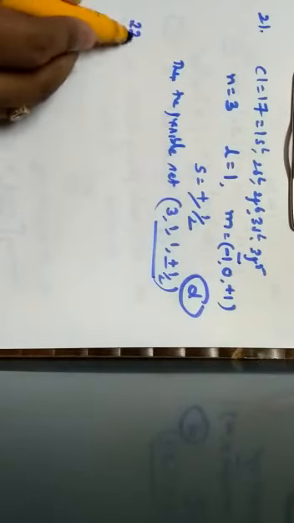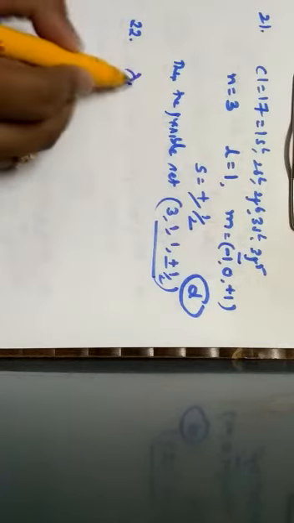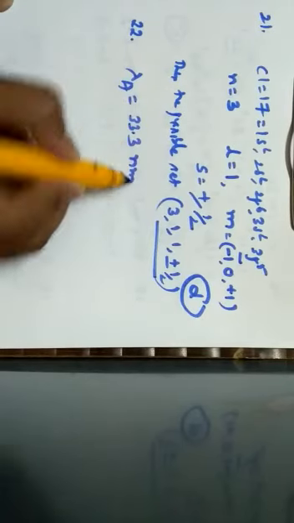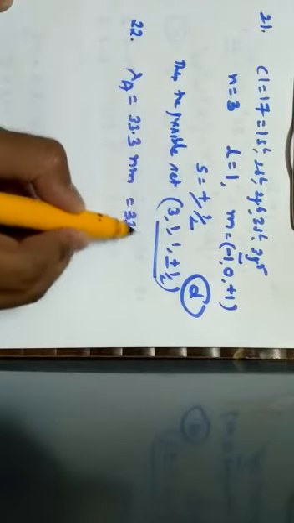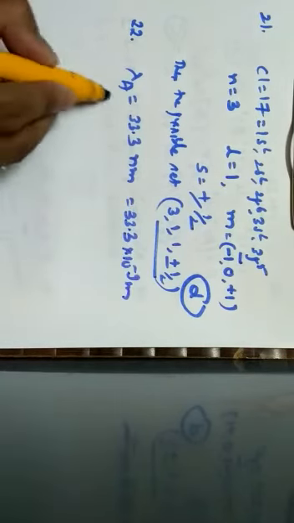Last question, that is question number 22. Two particles A and B are in motion. If the wavelength associated with A is 33.33 nanometer, the wavelength associated with B, whose momentum is 1/3 of A, is. So here it has been given that wavelength of the particle A is how much? 33.3 nanometer. That is equal to 33.3 into 10 to the power of minus 9 meter.